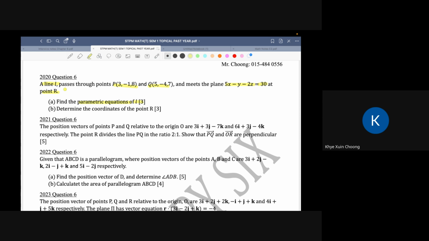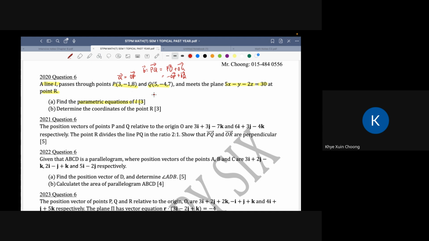Given that the line L passes through 2 points, you use one of the points as the position vector. Let's say position vector A, you can use OP, or OQ also can. You do what you like. How about the direction vector? You have 2 points, so you can use PQ as the direction vector. You can find PQ by using PO plus OQ. We don't have PO, but we have negative OP plus OQ. By using this, you can find the direction vector and position vector.